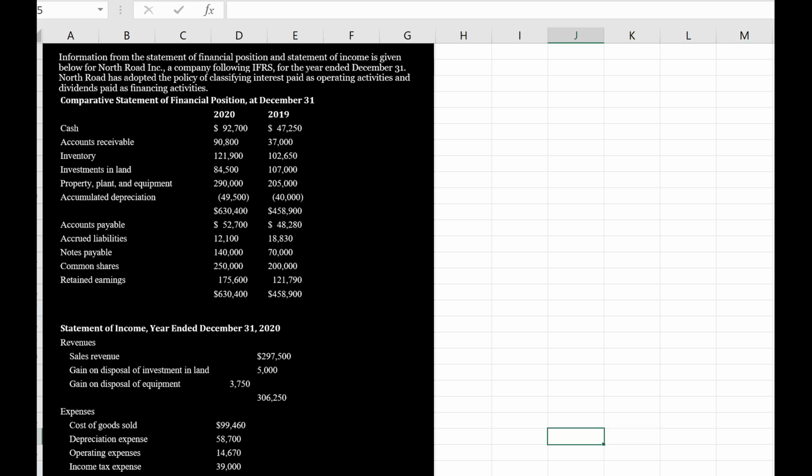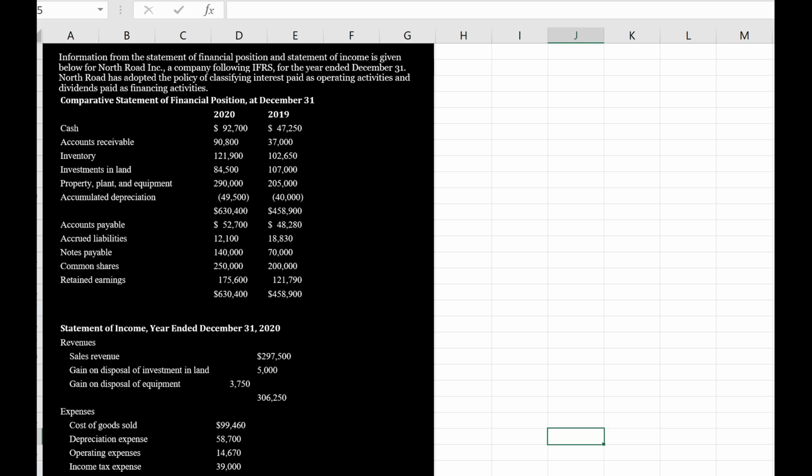Information from the Statement of Financial Position and Statement of Income is given below for North Road Inc., a company following IFRS, for the year ended December 31st. North Road has adopted the policy of classifying interest paid as operating activities and dividends paid as financing activities.